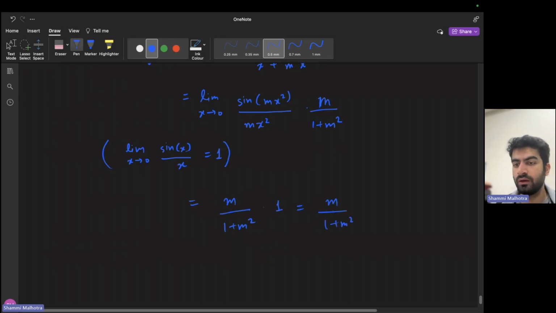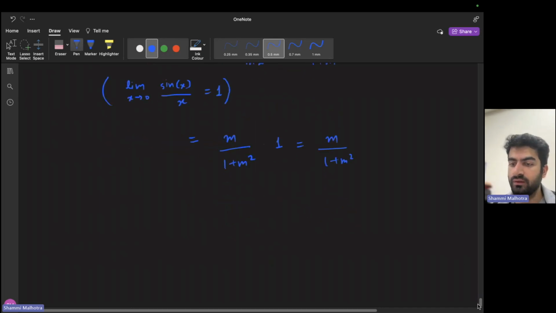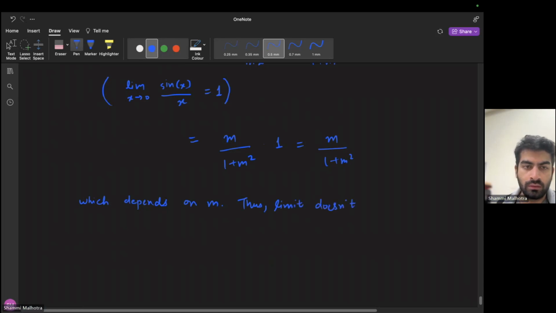So it turns out that for taking different paths, we are getting different limits. And if the limit exists, this will not be the case. So this implies that the limit actually will not exist at (0, 0), which basically depends on m. Thus, the limit doesn't exist. So the limit is not existing in this case.